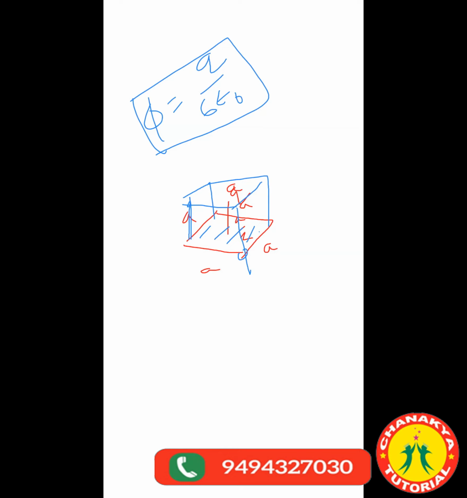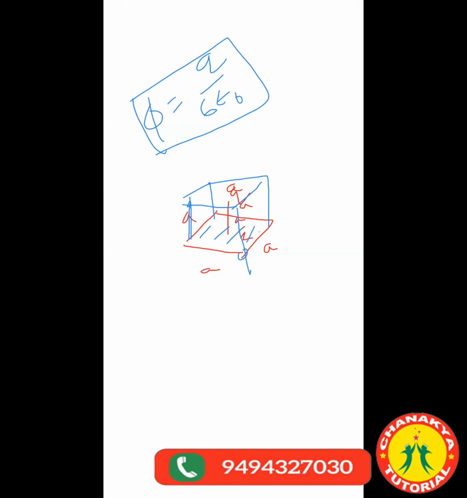So the total electric flux from Gauss law, what is it? Q inside divided by epsilon naught. Now inside this closed surface, the charge is Q. So the flux through this cube is Q by epsilon naught. But I want it through only one surface, so it will be Q by 6 epsilon naught, because there are a total of 6 surfaces. Is it clear now? Yes, sir.